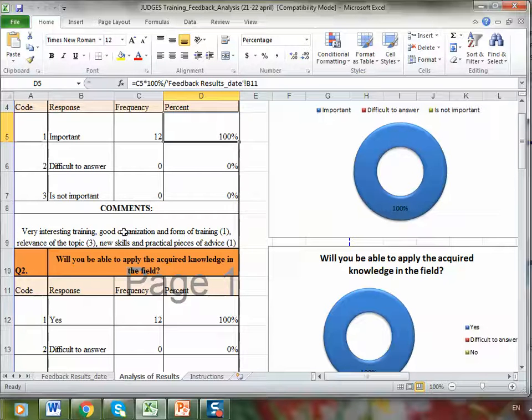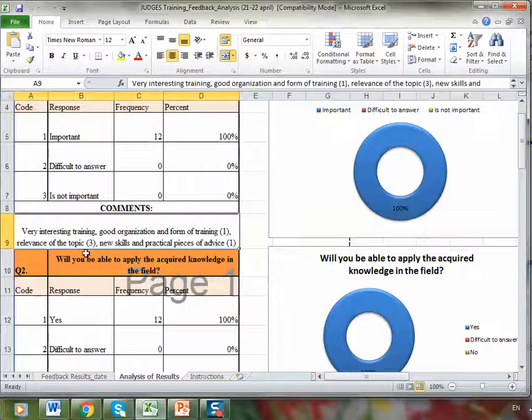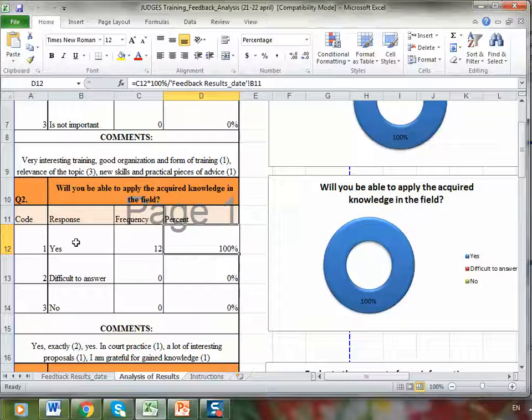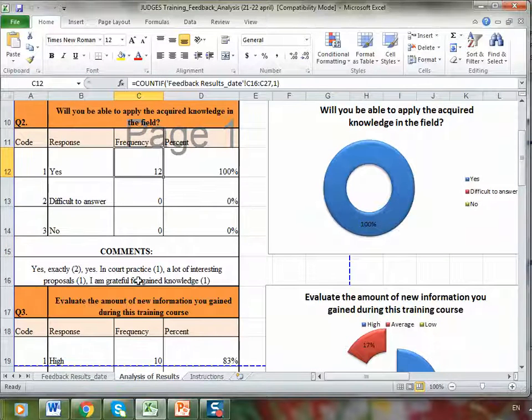Comments are entered in this part, and depending on the number of people, we can group them. So we see that some people emphasize the relevance of the topic, at least 3% said they liked it. Will you be able to apply the acquired knowledge in the field? Again, 100%. Yes, people tend to be very nice and positive in evaluating what we do. Again, 100% plus. Again, comments here.